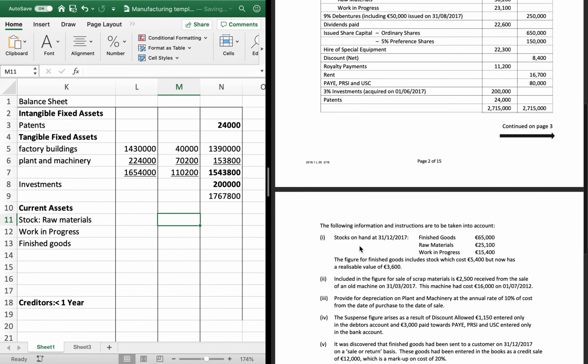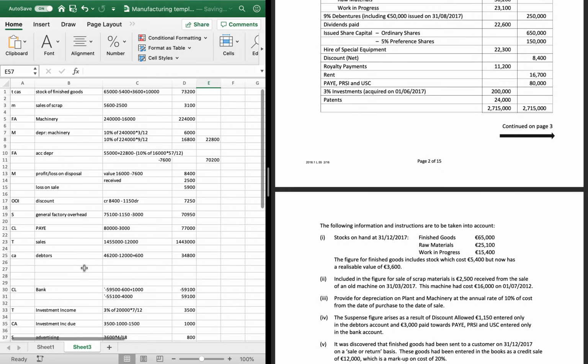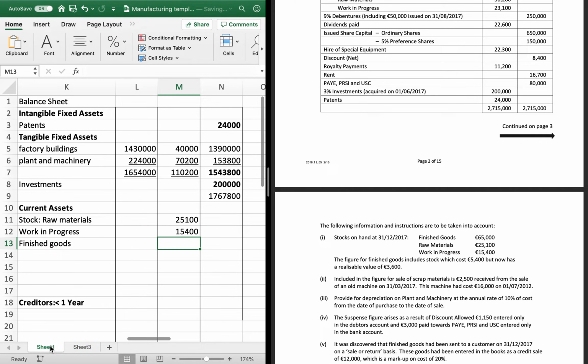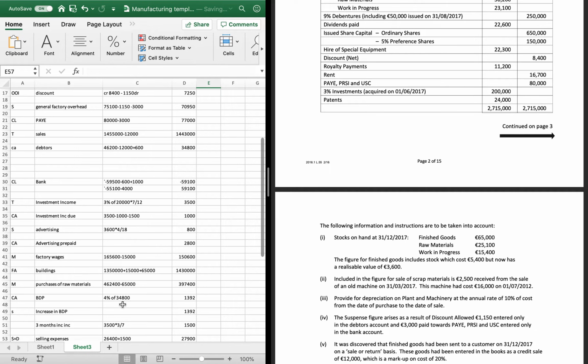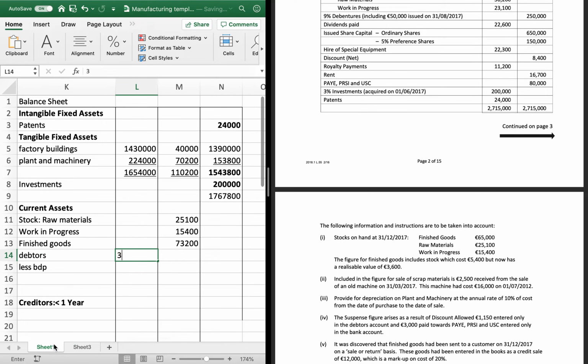Now, my closing stocks. My raw materials hadn't changed, 25.1. My work in progress never changes, so 15.4. And my finished goods, of course, had changed, 73.2. I will have debtors, and I know I've less BDP here, so I'm going to be careful about them. Debtors changed, so they're 34.8 and the BDP is 1392. So 34.8 minus 1392.